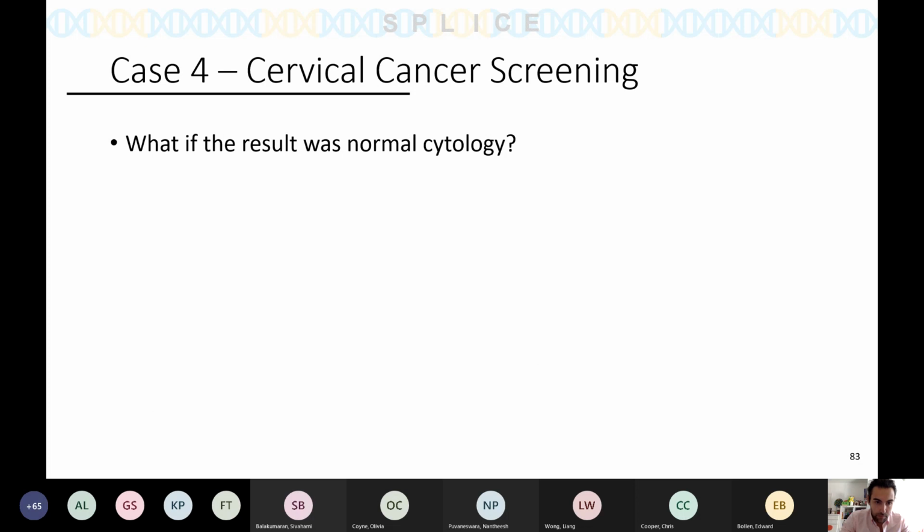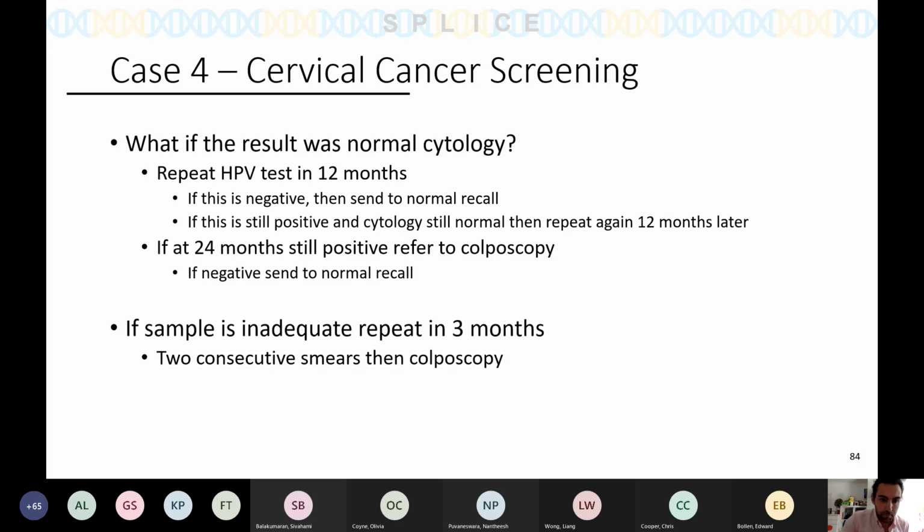Cool. So what if the results were normal? Oh, so she's HPV positive, but there's normal cytology. What happens then? Yeah, repeat in 12 months. It gets so confusing, this thing. So repeat HPV test in 12 months. If this is negative, so she's negative for HPV, then send to normal recall. If she's still positive and cytology is still normal, then repeat again in 12 months. If at 12 months you're still positive for HPV, refer to colposcopy, basically. And then if they've got inadequate smears, repeat in 3 months.